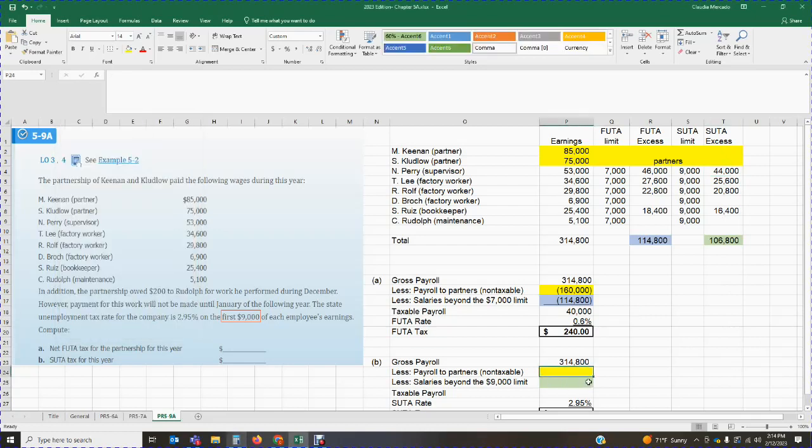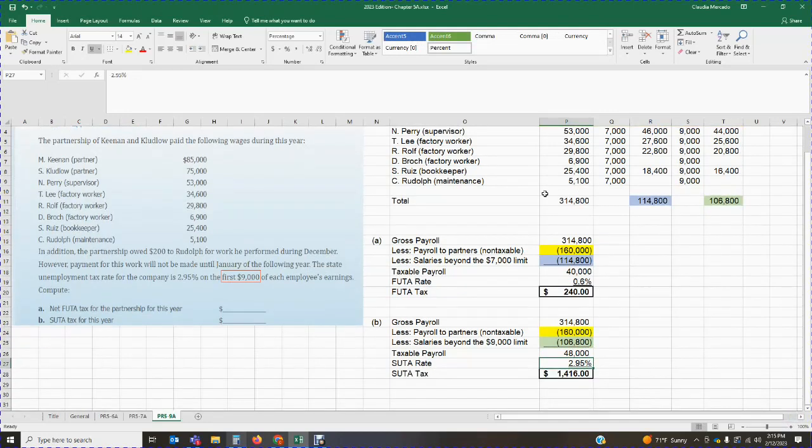So first we're going to deduct our payroll deduction for our partners, and we had already calculated 85 plus 75 gives me 160. We're going to deduct that because we're not going to pay any taxes on that. Less salaries beyond the $9,000 limit. My SUTA limit is $9,000. How much salaries did I have above $9,000? We have $106,800. Now I can calculate my taxable payroll for SUTA purposes. And that would be $48,000.